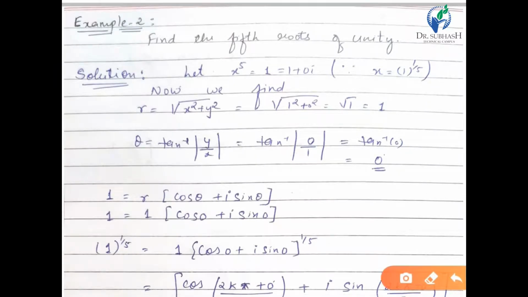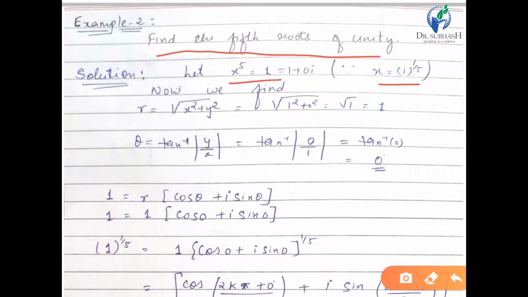Some of the questions can also be asked like this. Find the fifth roots of unity. Fifth root means 1 raised to 1 by 5. I have written here 1 raised to 1 by 5, that is called the fifth root of unity. So I can write here x raised to 5 equal to 1.